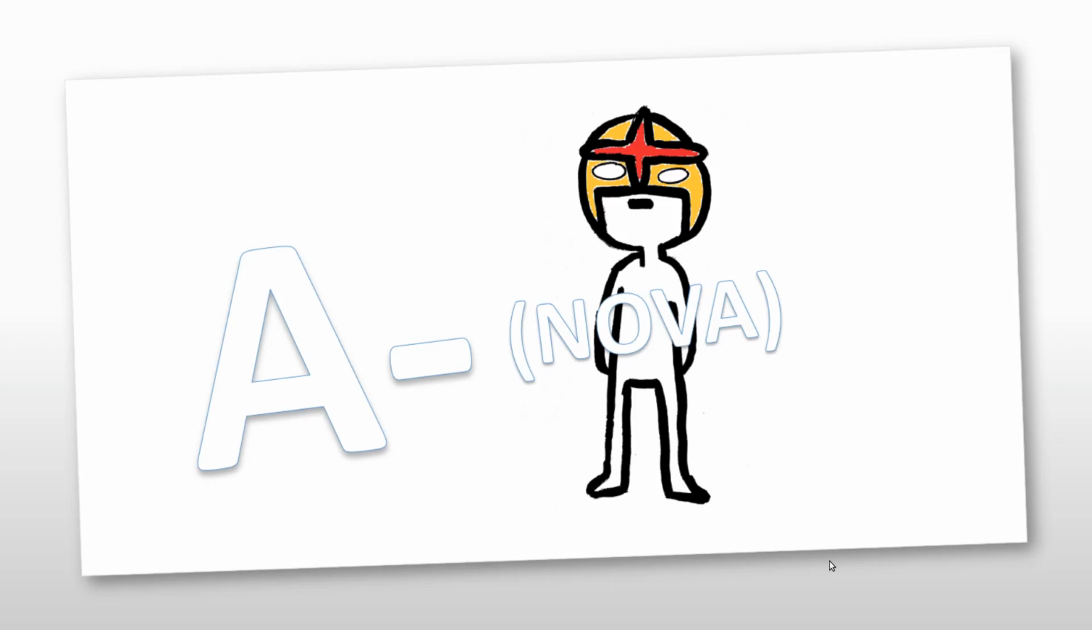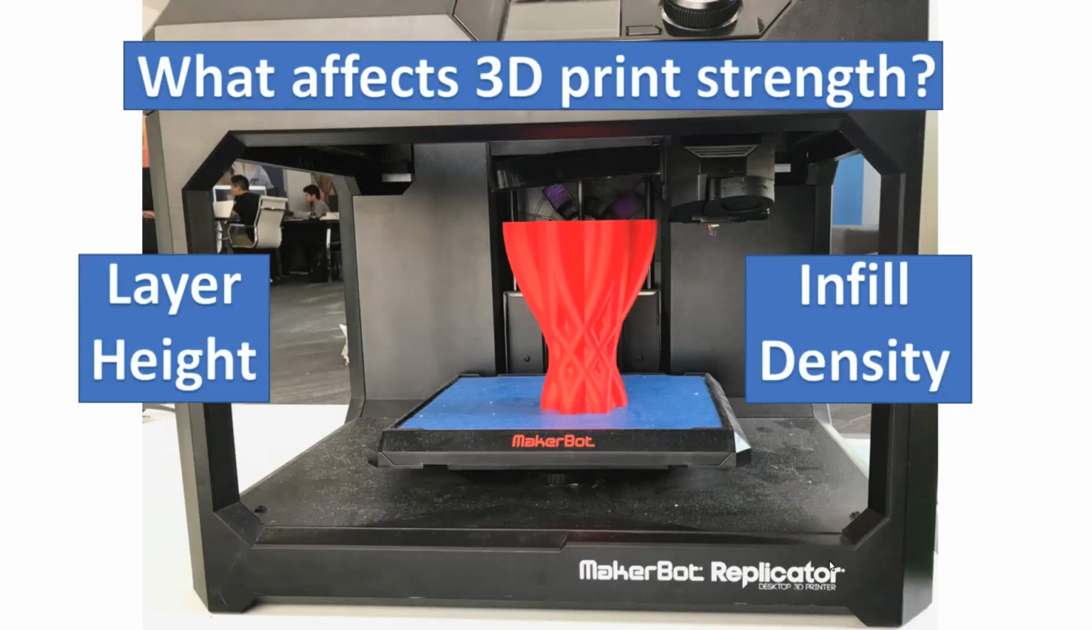Hi there. Today I'm going to talk to you about something called Two-Factor ANOVA. Two-Factor ANOVA is a way of comparing how two different variables can influence a given outcome. And to make this simpler, I'm going to use the example of 3D printing.